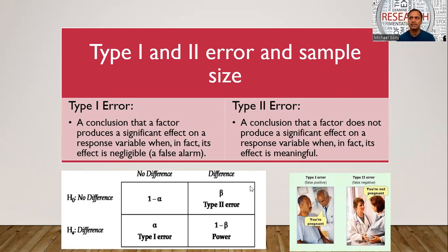since we said sampling is an estimation of the population, there is a high chance that we can make an error. So suppose in the population there is no difference. Like in this case, this man is not pregnant. Similarly, in the population there is no difference, so that man is not pregnant.